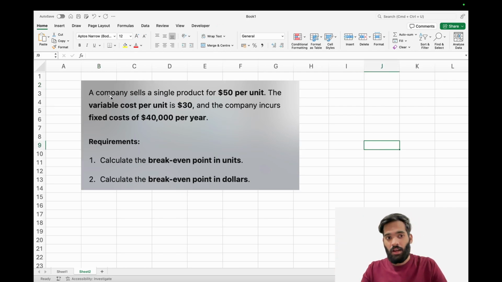So a company is selling one product for $50 per unit. The variable cost per unit is $30 and the company has a fixed cost of $40,000 per year. So we have to calculate break-even point in units, means of course how many units I need to sell to break even, and break-even point in dollars.